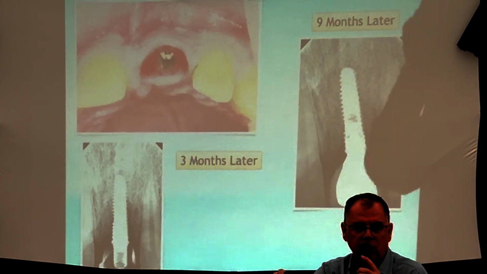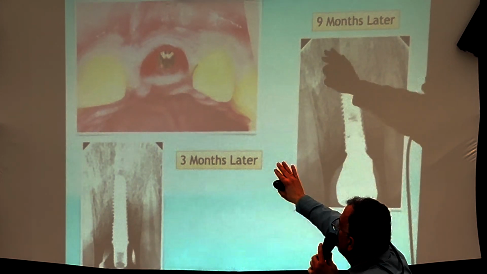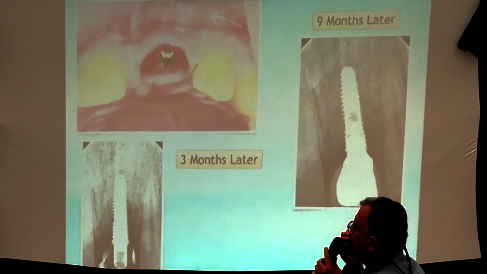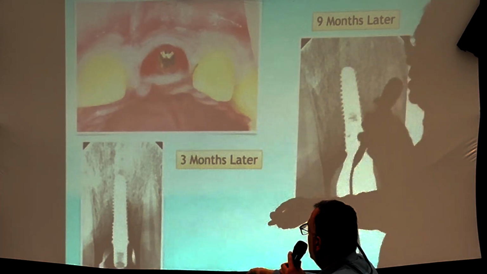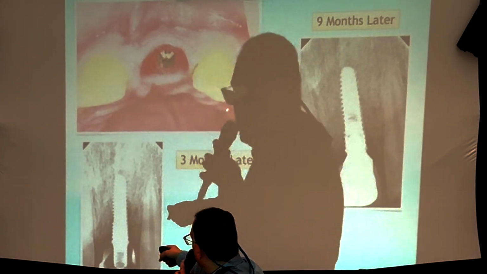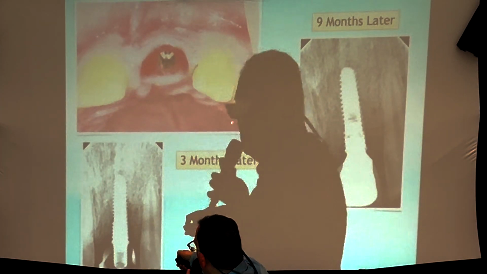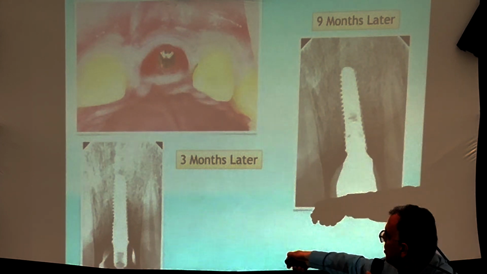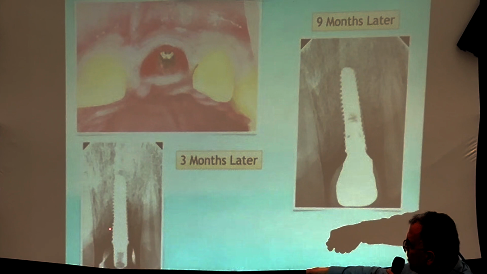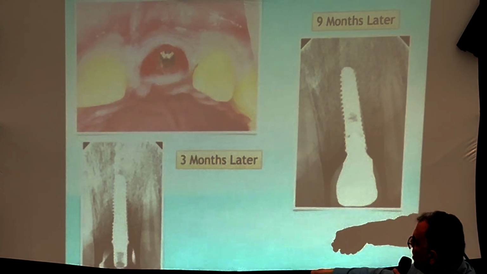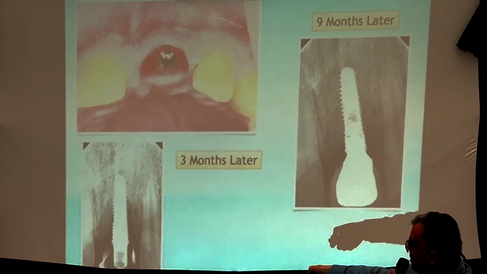No bone grafts used. I left it to heal naturally with a temporary crown on it because it's a front central tooth. So the bone here, 3 months later, if you can see this one, sorry for the picture. This is where the bone was lost. So the bone healed and covered this area 3 months later.